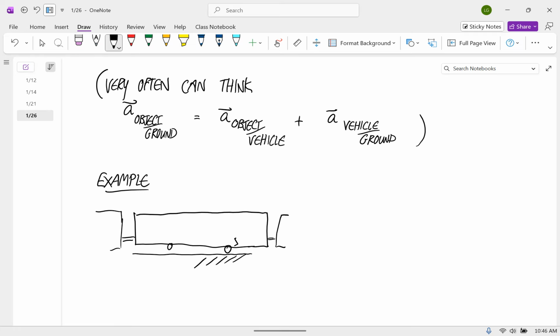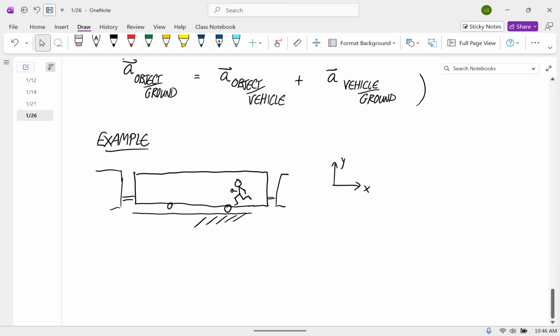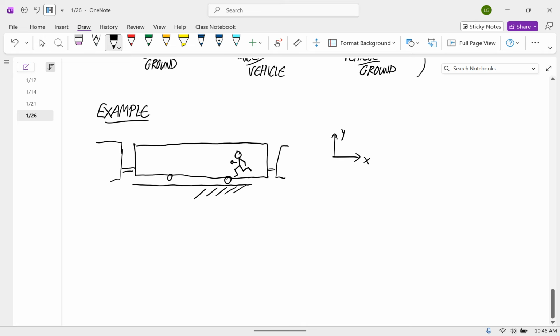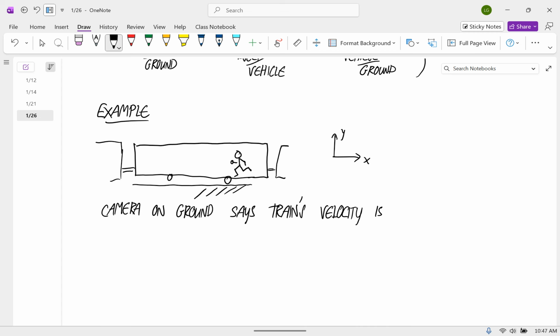And a person running on the train. I'm going to have my x-axis this way and my y-axis this way. And a camera on the ground says the train's velocity is 30 meters per second. And the man's velocity is 35.0.